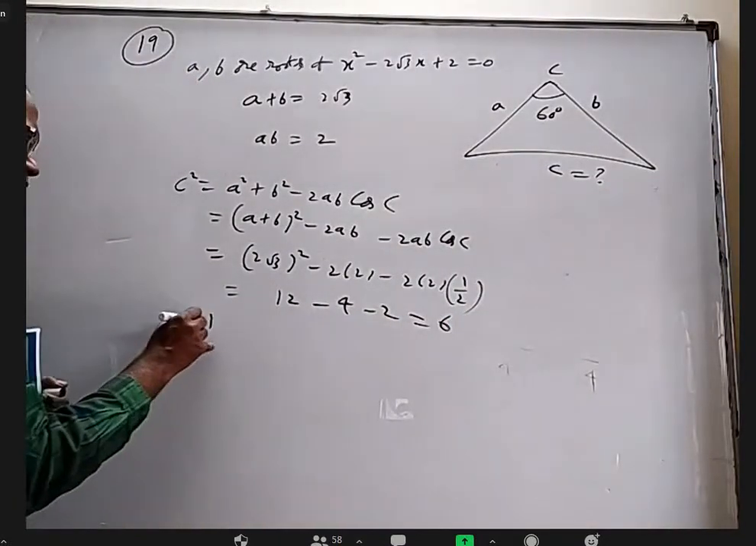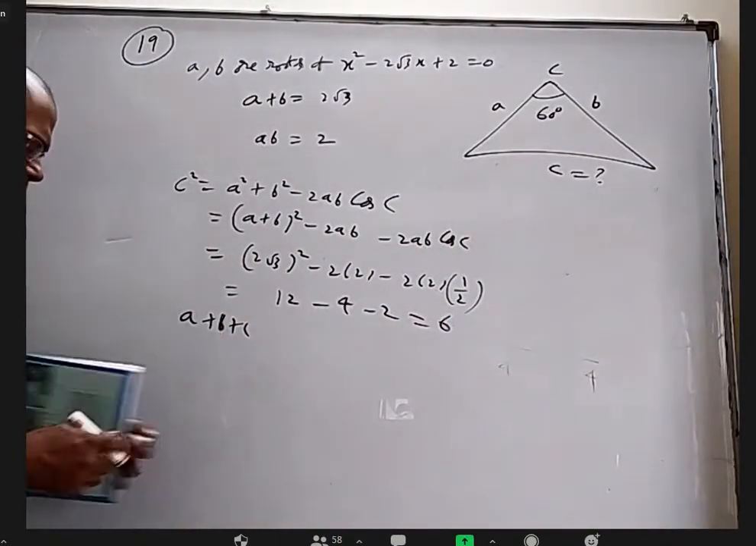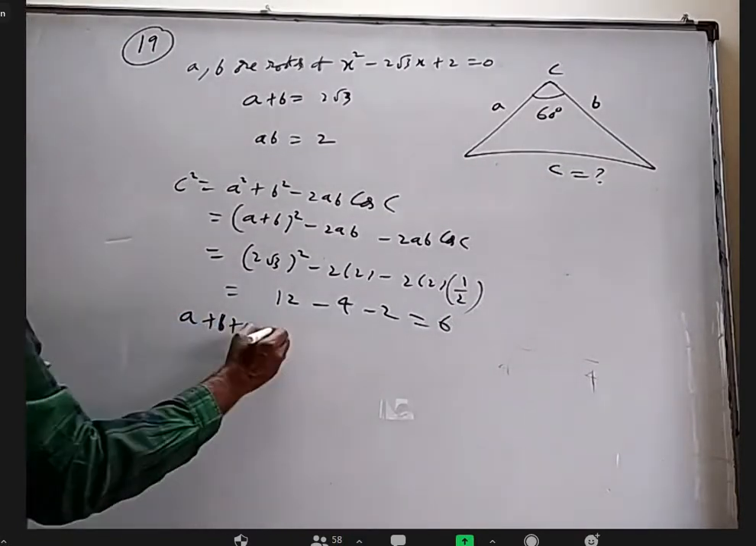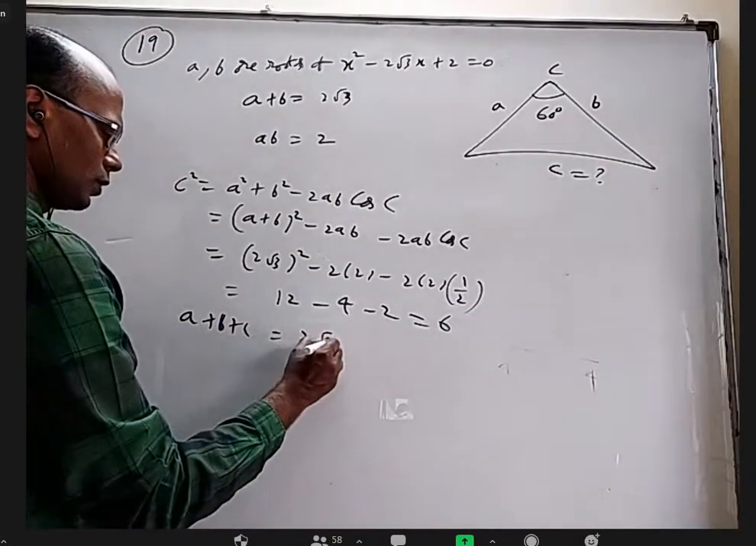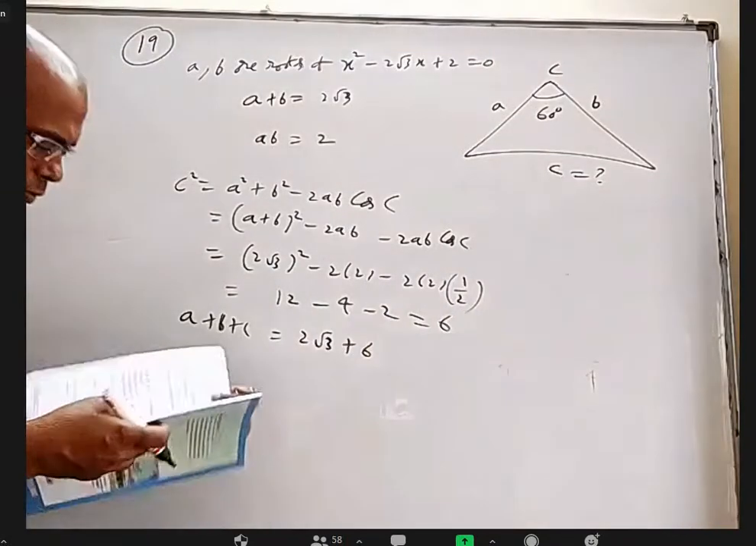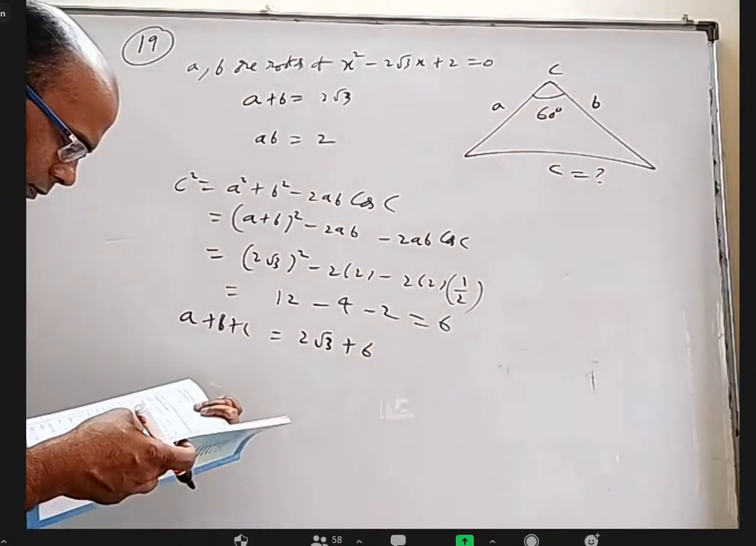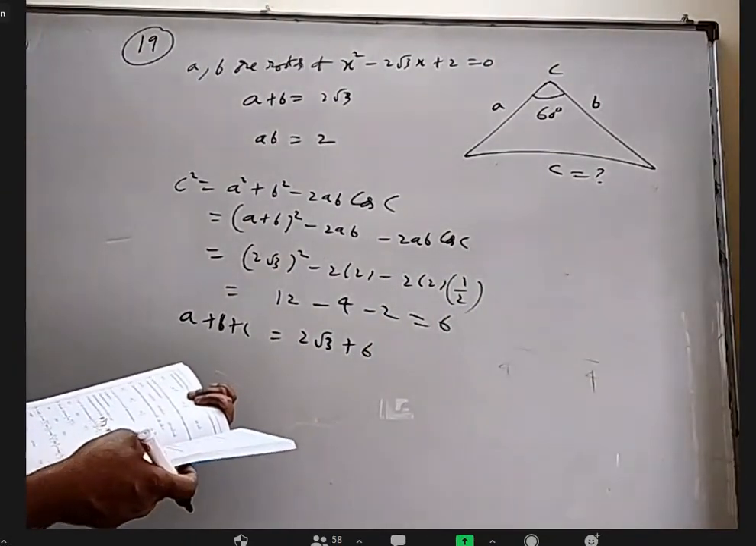Now they want A plus B plus C, the perimeter. A plus B is 2 root 3 and C is 6, so 2 root 3 plus 6. No, C is root 6, sorry.